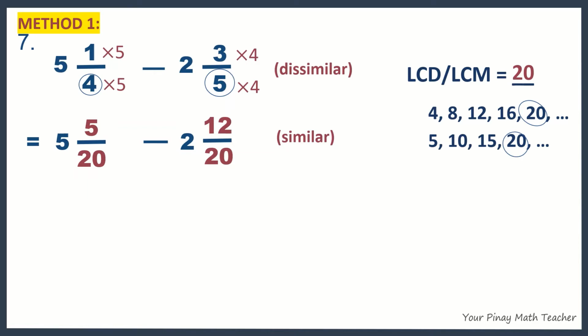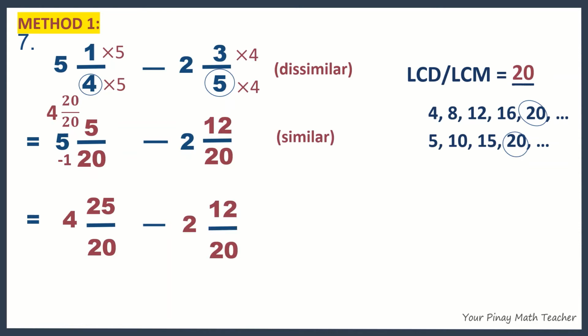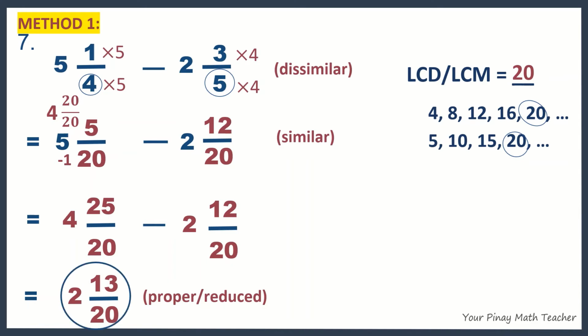5/20 cannot be subtracted by 12/20, so we have to rename 5 by subtracting 1 whole from it. So it becomes 4, and that 1 whole that we borrowed must be expressed or returned in terms of 20. So 20/20. So bringing down 4 and adding 20/20 and 5/20, we get 25/20. Or simply add 5 and 20. And then minus 2 and 12/20. So we get a final answer of 2 wholes and 13/20.